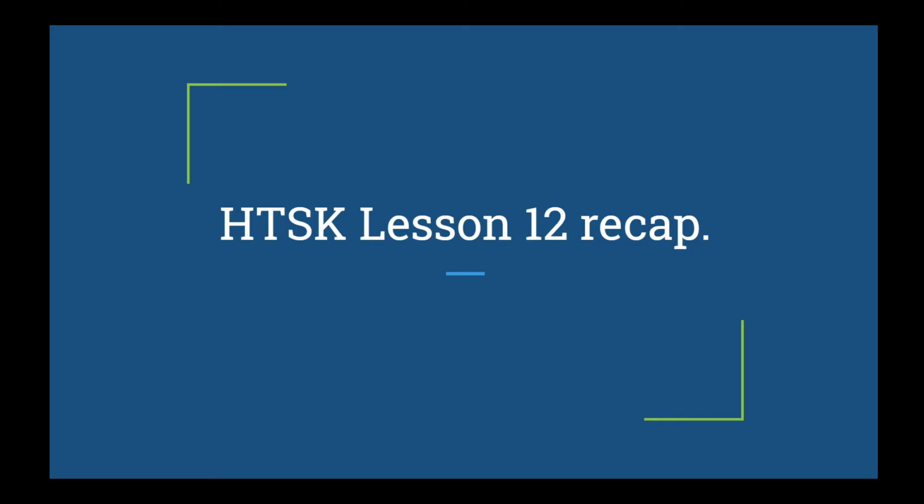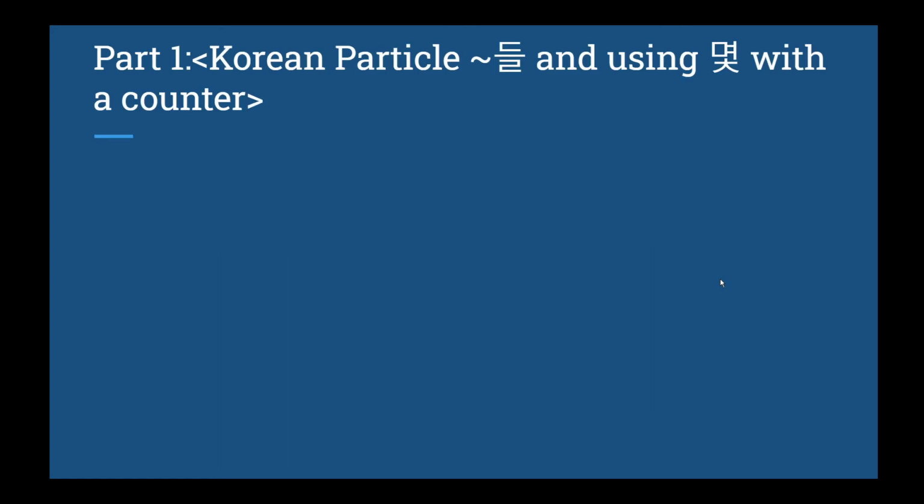This lesson is divided into 5 parts. Part 1. The and using myot with counters. The is the Korean particle that makes things plural, so from apple to apples. It's not that simple though, since Koreans don't really distinguish between singular and plural as often as you think.